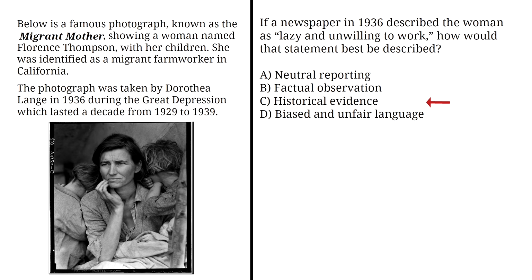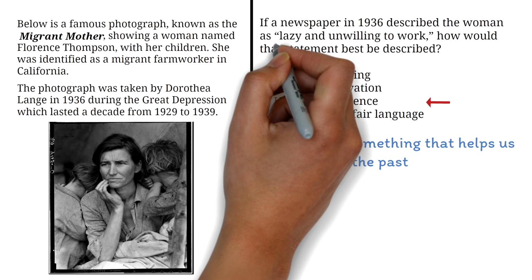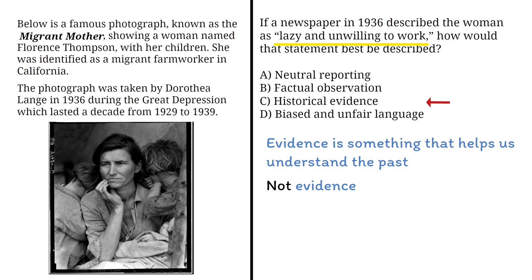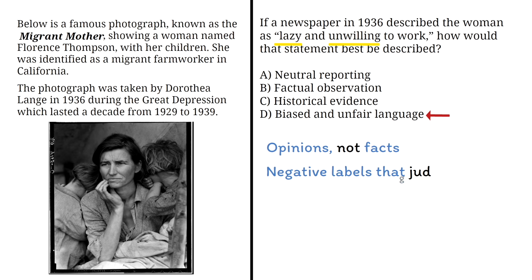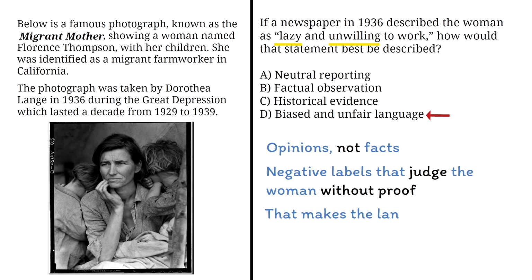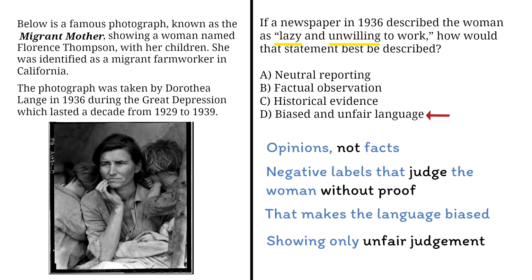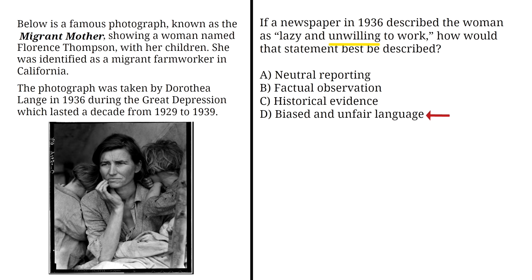Option C says, historical evidence. That's also incorrect. Evidence is something that helps us understand the past. The description lazy and unwilling to work is not evidence. Rather, it's a biased opinion that doesn't explain her real situation. Option D says, biased and unfair language. That's correct. The words lazy and unwilling are opinions, not facts. They are negative labels that judge the woman without real proof. That makes the language biased, showing only unfair judgment instead of being neutral. So the correct answer is option D, biased and unfair language.